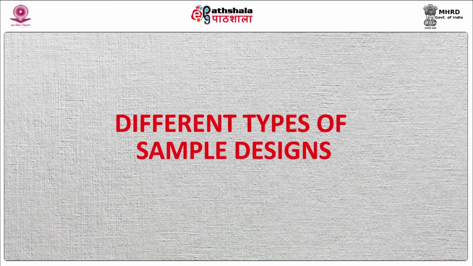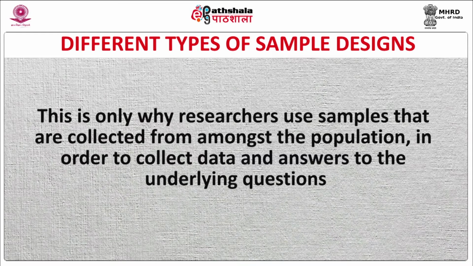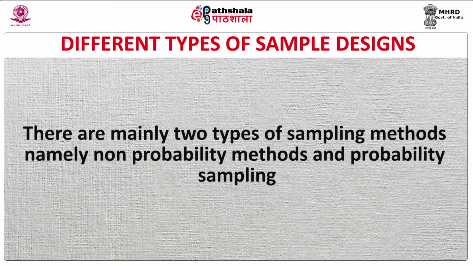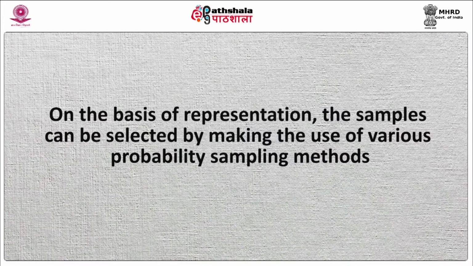Now, different types of sample design. While carrying out research studies, it is difficult to study the entire population of one's interest. This is why researchers use samples collected from the population in order to collect data and answer the underlying questions. There are mainly two types of sampling methods, namely the non-probability methods and the probability methods. The different kinds of samples that can be created by making use of both the techniques are, first of all, on the basis of representation. On the basis of representation, the samples can be selected by making use of various probability sampling methods.